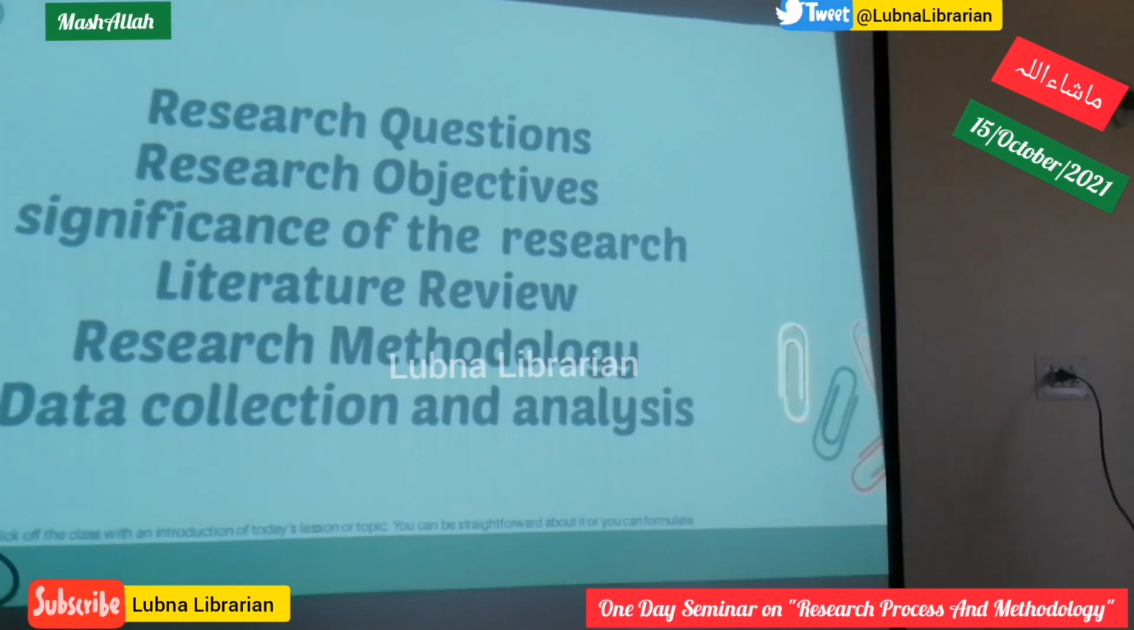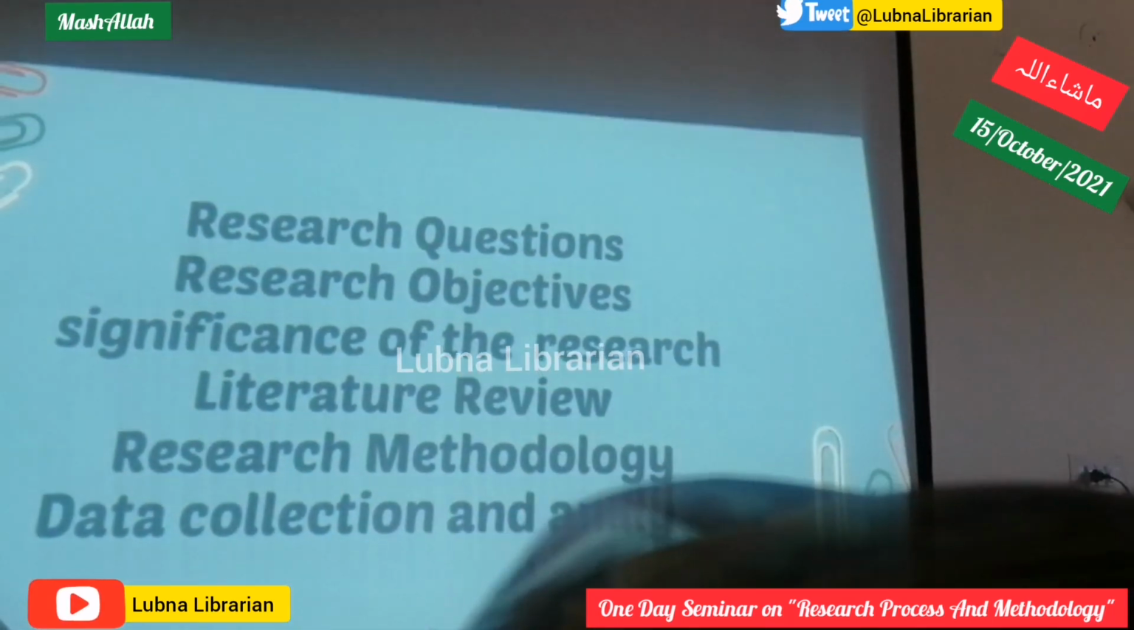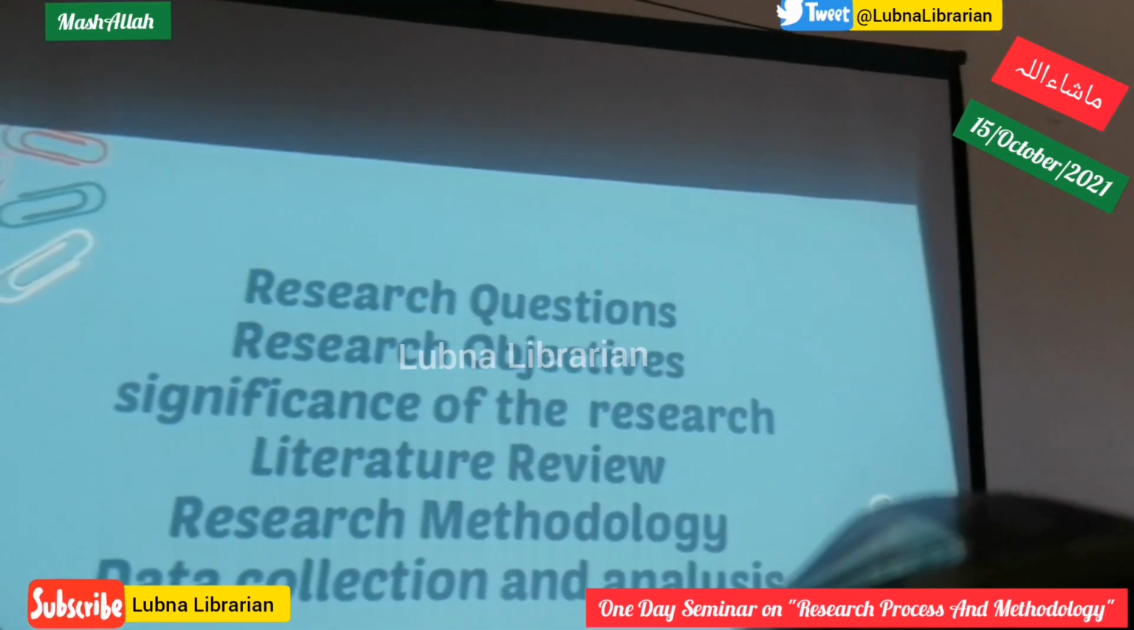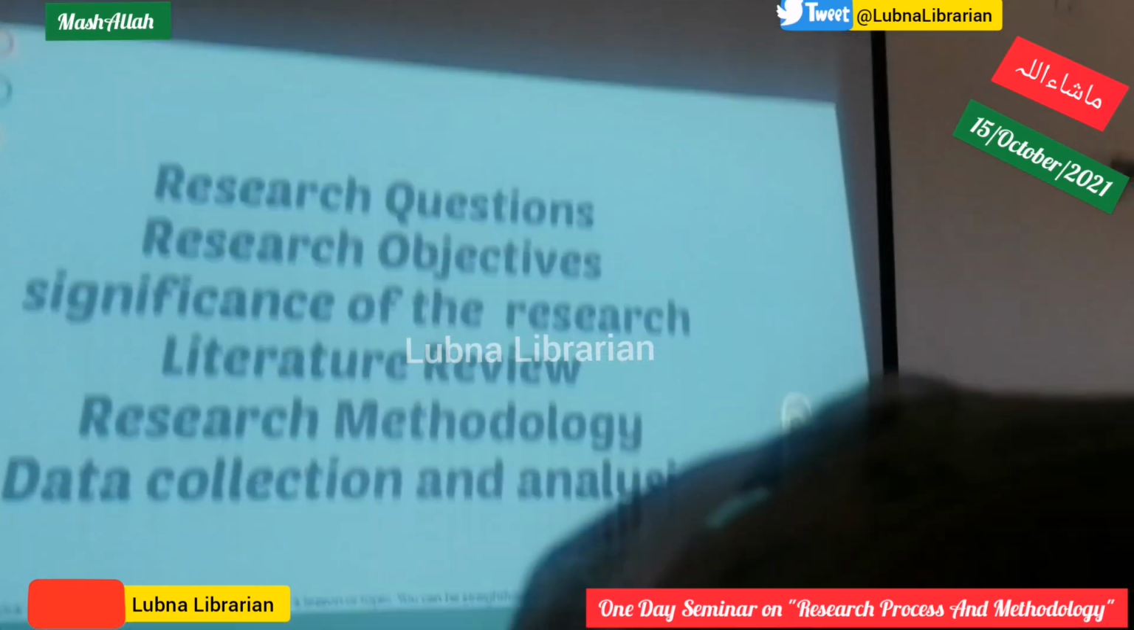Then comes data collection and data analysis. This is the area where you usually talk about how you are going to collect your data, what your tool would be, and how you are going to analyze and present it, right?